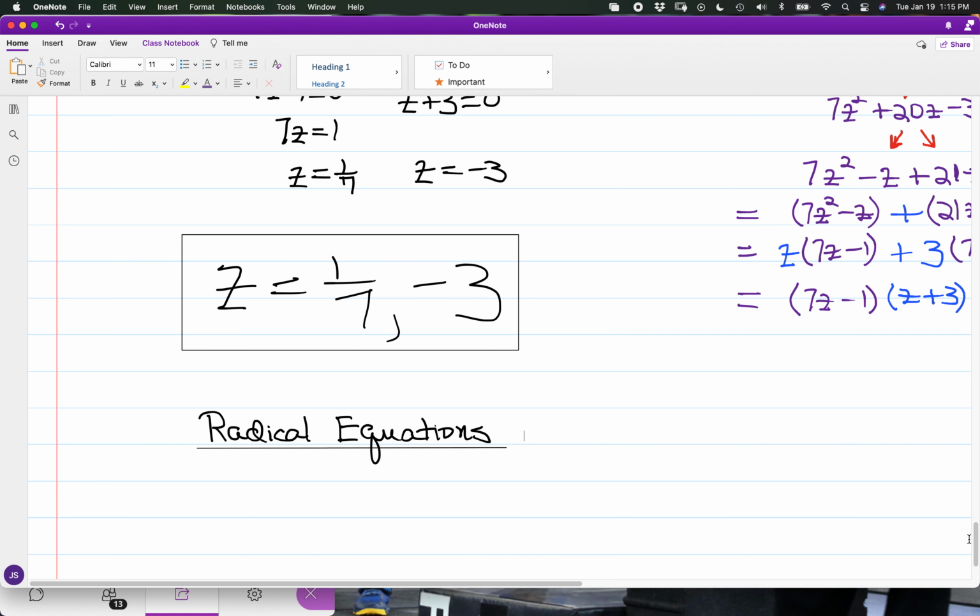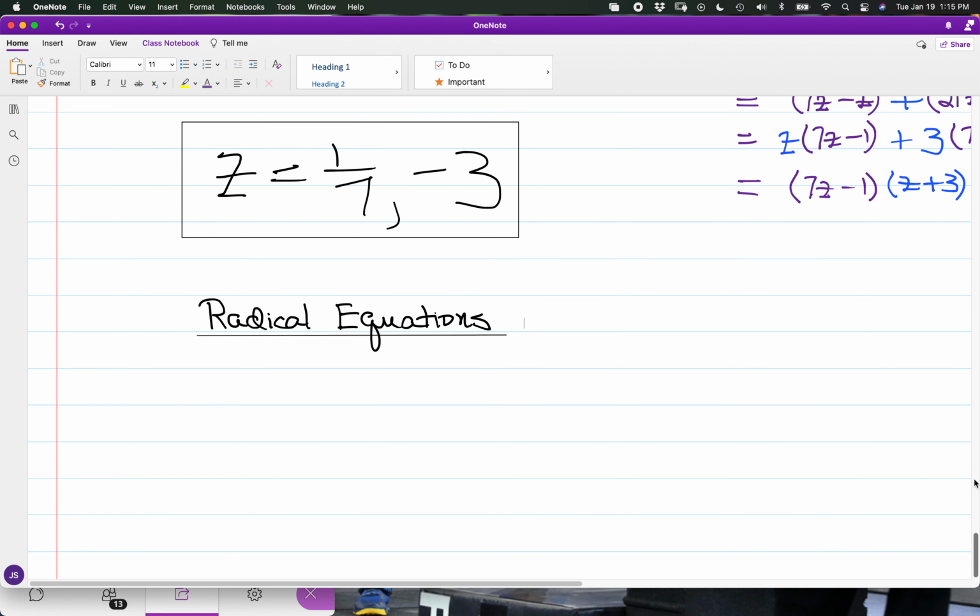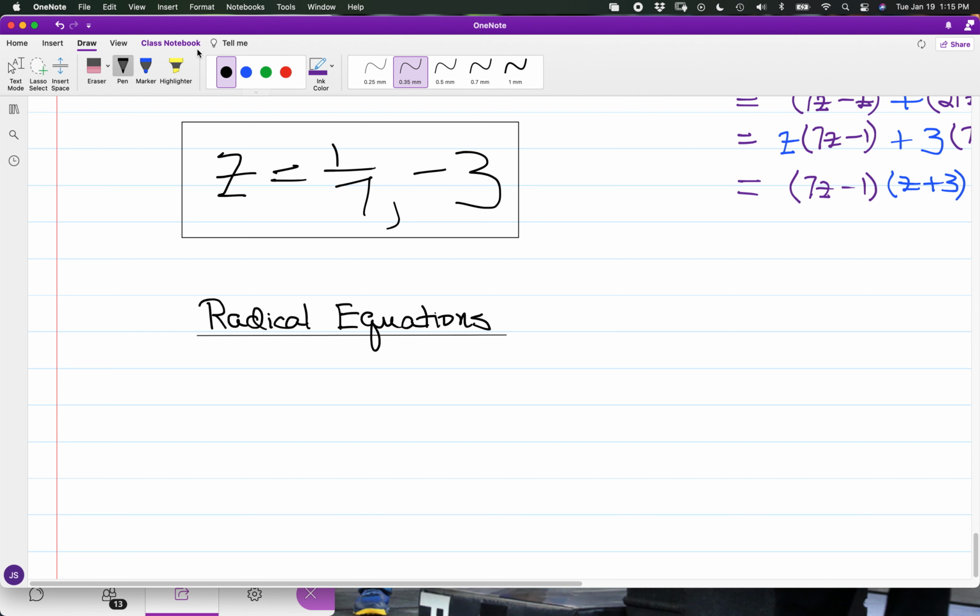okay, and to sort of kick things off with radical equations, there's an item now, and this is going to be sort of a cousin of the square root property of equality, but it's going to be something that's going to be separate, and this is going to be what's referred to as the principal square root rule.